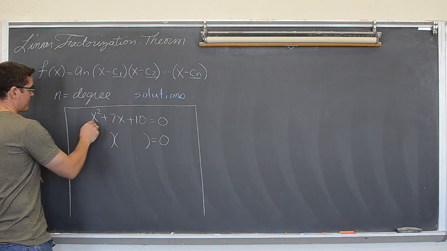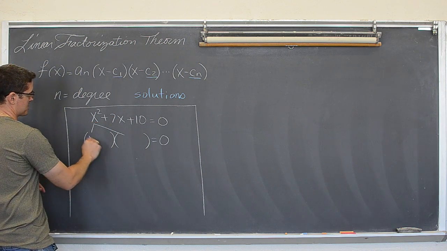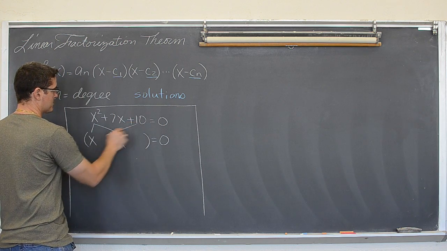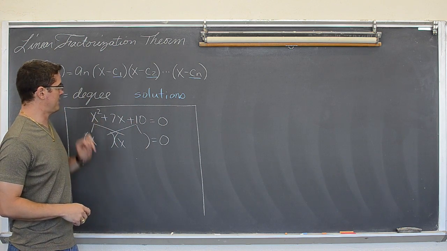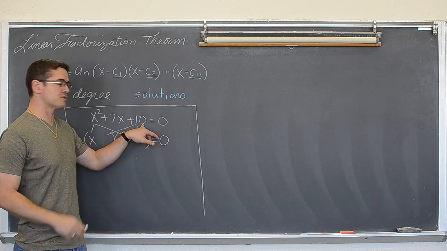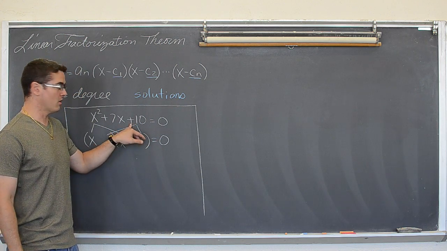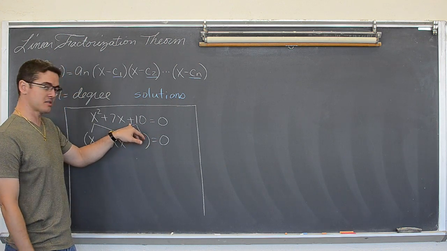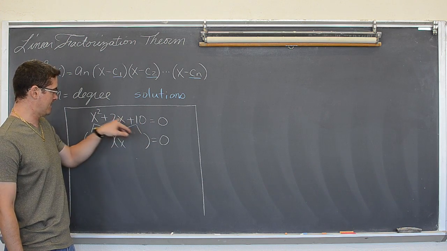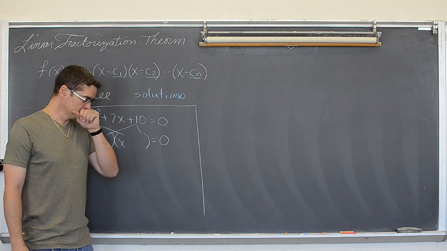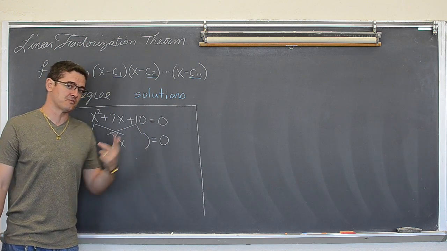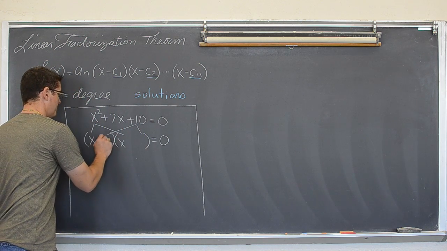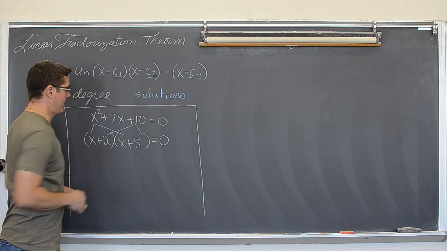So factors of the first term go in the first two blanks, which is x and x. Factors of 10 go in the last two blanks. Now when your leading coefficient is 1, all you have to ask yourself is what factors of 10 add, or if this were minus, subtract, but this is addition. So what factors of 10 add to the middle number of 7? Well, 10 only has a couple of choices, 1 and 10 and 2 and 5. 2 plus 5 is equal to 7, so plus 2 and plus 5.